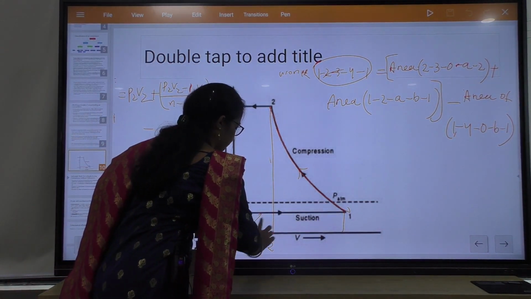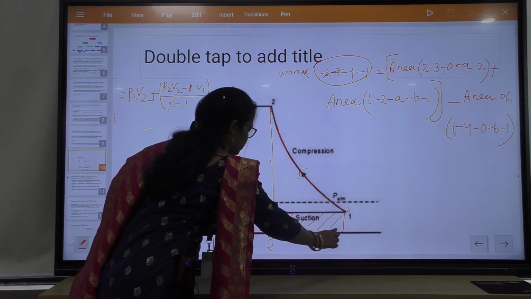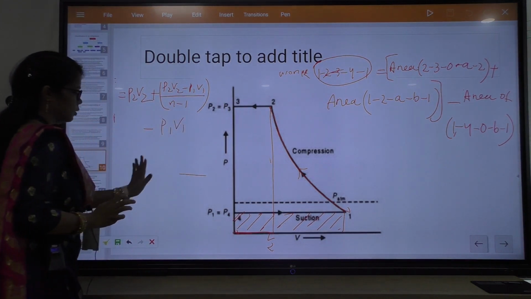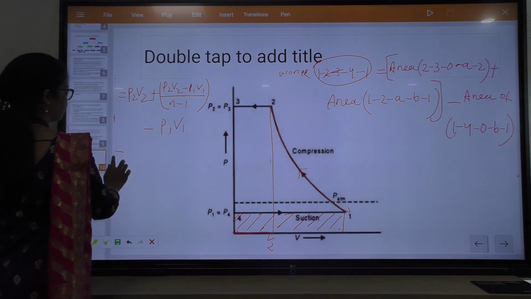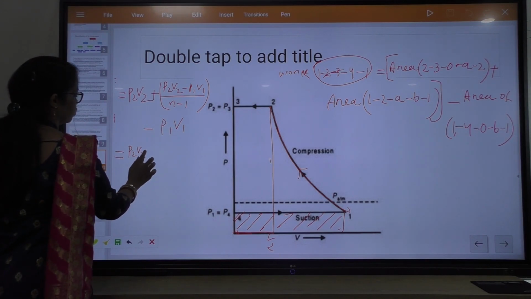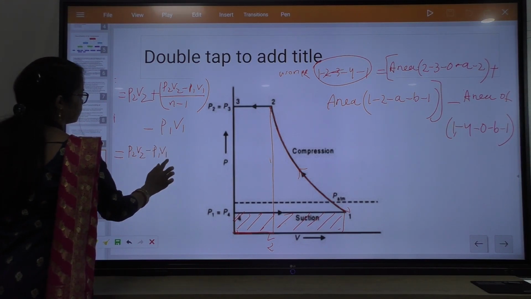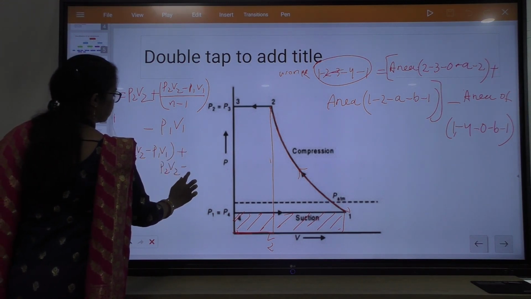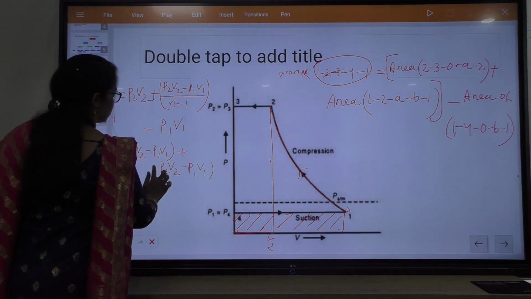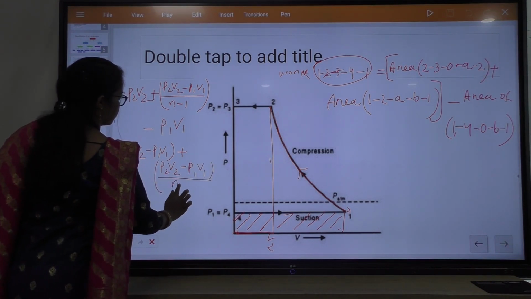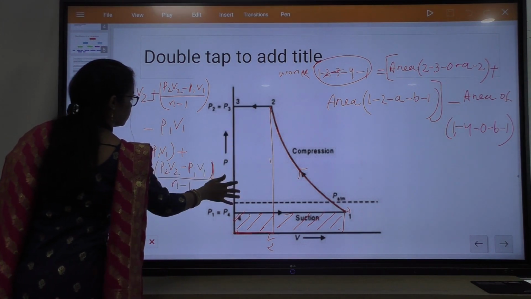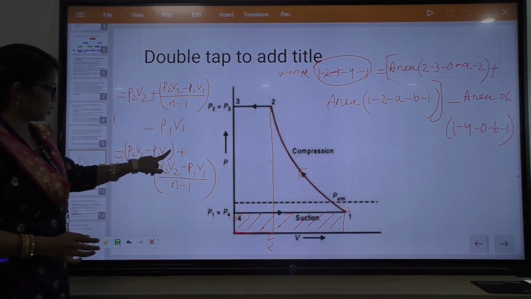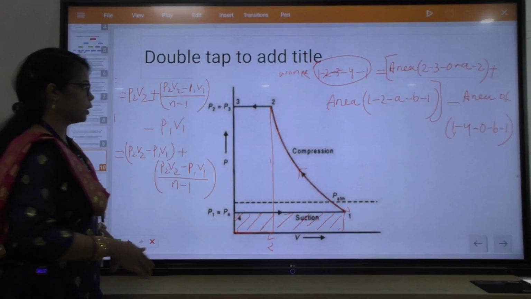So, minus, what is this work? This work is P1 and V1, P1 into V1. And what is the final formula? That is P2 V2 minus P1 V1. You need to arrange P2 V2 minus P1 V1 divided by n minus 1. Clear? Okay. P2 V2 minus P1 V1 plus P2 V2 minus P1 V1 divided by n minus 1.